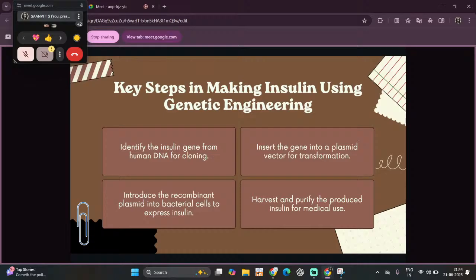So, the key steps in making insulin using genetic engineering are: identify the insulin gene from human DNA for cloning, insert the gene into a plasmid vector for transformation, introduce the recombinant plasmid into bacterial cells to express insulin, harvest and purify the produced insulin for medical use. Now, I think that you all must be a bit confused as to what is going on. So, we have a better explanation for you in the next slide.